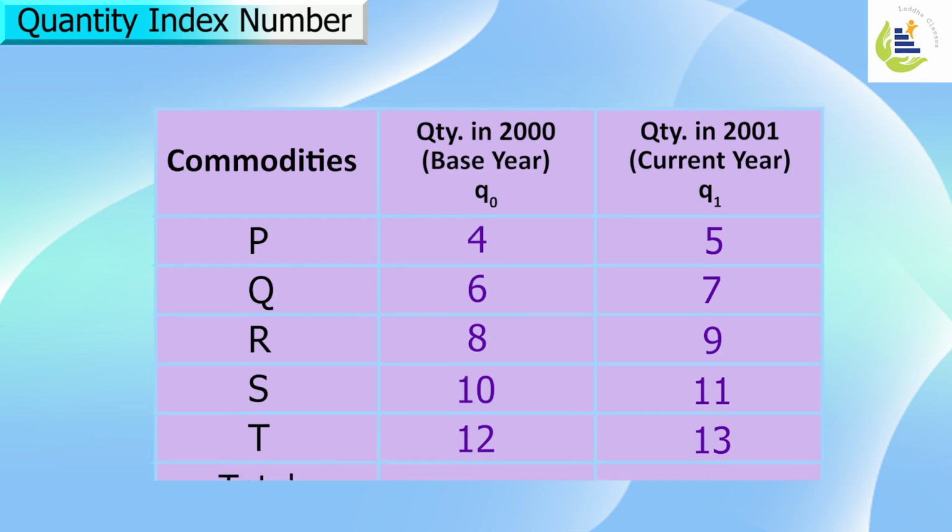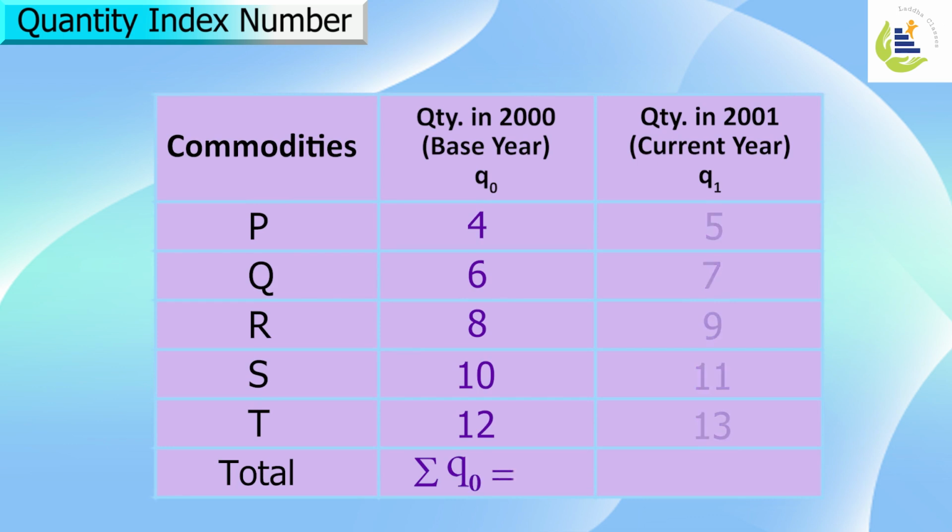Step 1 is to calculate summation of Q0, that is sum total of quantity demanded or consumed in base year. So we simply add column number 2, that is Q0's column. 4 plus 6 plus 8 plus 10 plus 12 turns out to be 40. Step 2 will be to find summation of Q1, that is sum total of quantity demanded or consumed for all the commodities in current year. That is the sum of the third column's quantity, which is 5 plus 7 plus 9 plus 11 plus 13, which turns out to be 45.